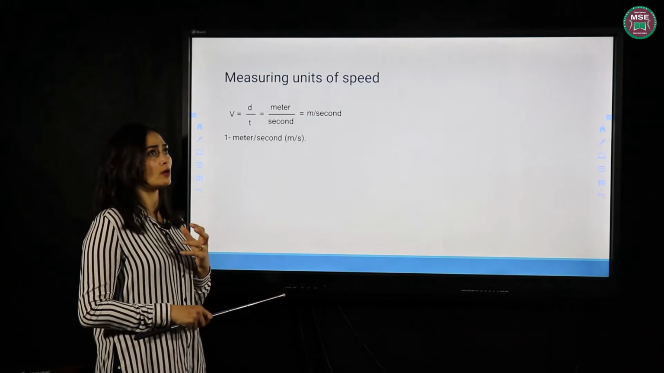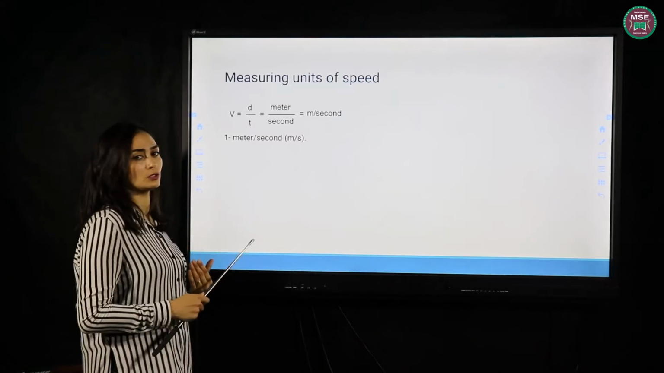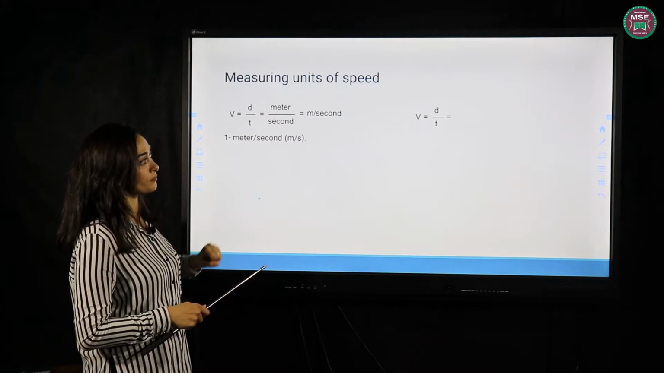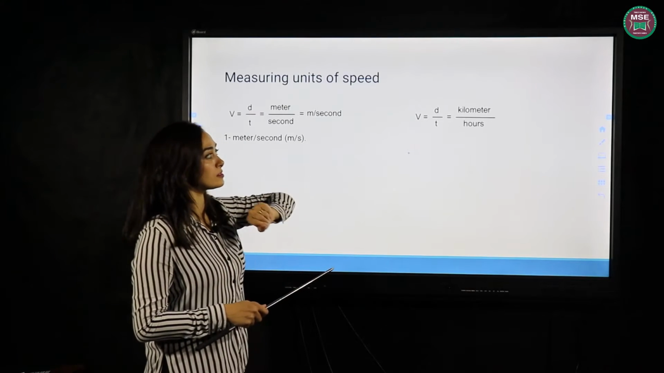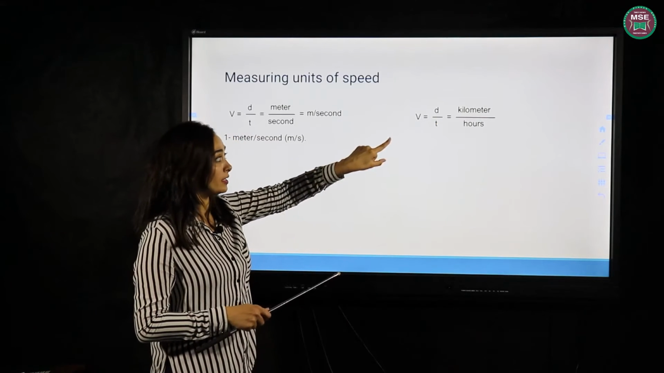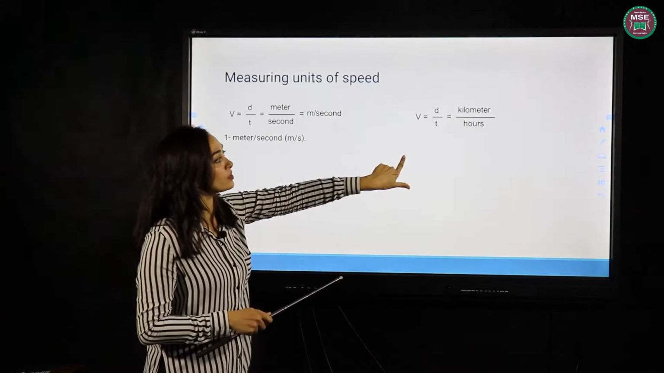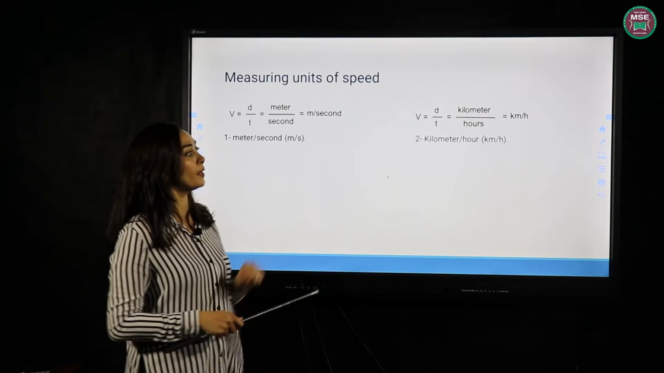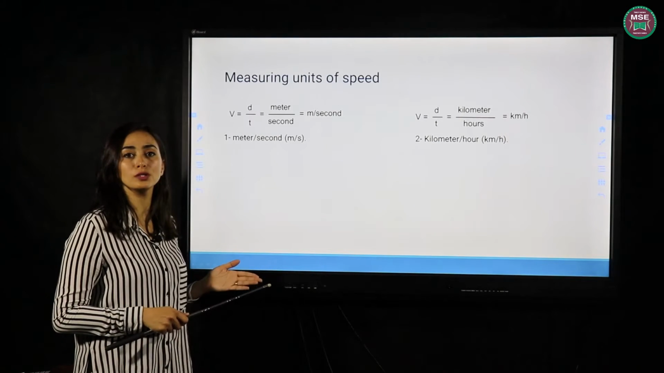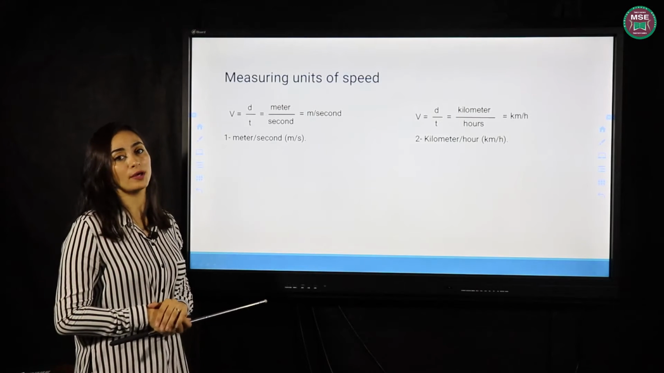Okay, how about when the distance is too large to be calculated by meter? Yes, we will use kilometer. When the distance is large, we use the kilometer unit. In this case, we use hours instead of seconds. So the measuring unit here is kilometer per hour. So we have two measuring units of speed, meter per second and kilometer per hour.